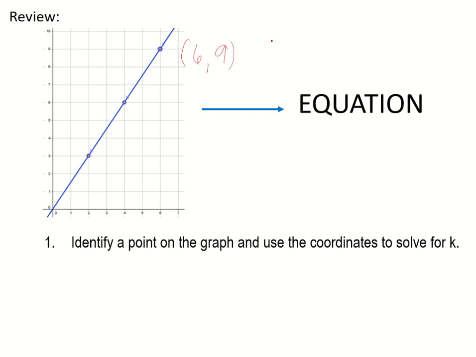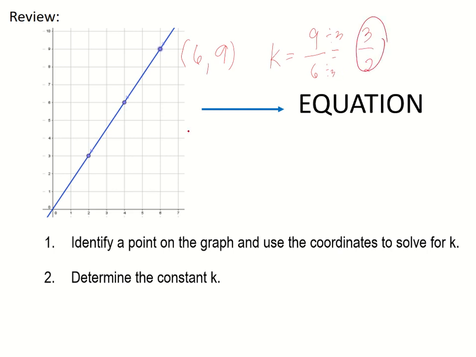Then we solve for k, and that is 9 over 6. Both 9 and 6 are divisible by 3, so we divide by 3. 9 divided by 3 is 3, then 6 divided by 3 is 2. Even if you make use of another point, we'll still arrive at 3 halves.